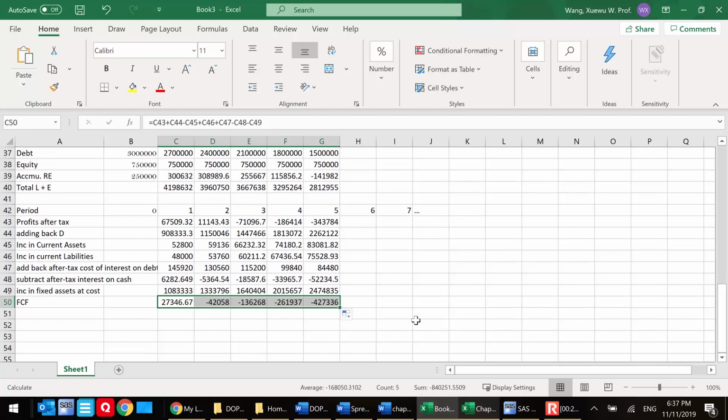And now you see there are some negative numbers. Are you concerned? Well, yes, you should be concerned if you're running this company, but from our perspective, we just want to finish the valuation exercise.